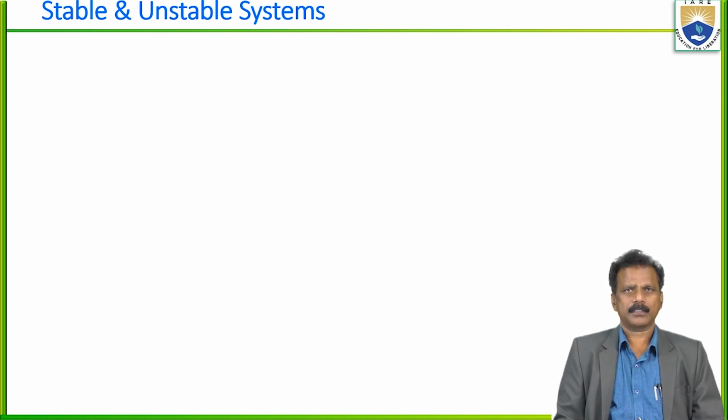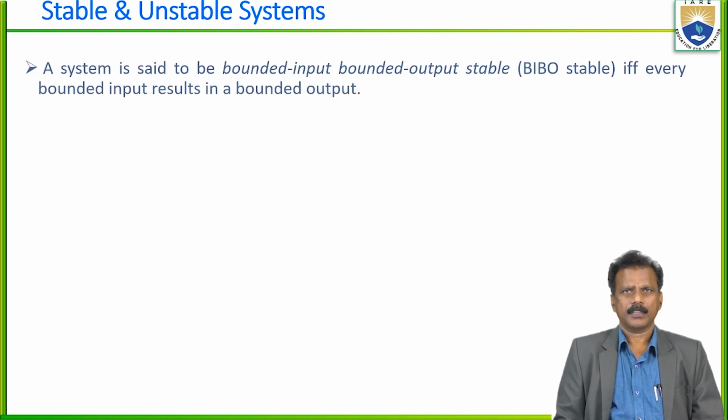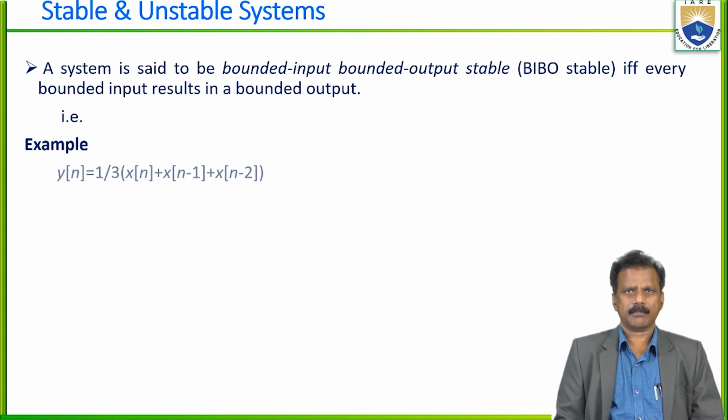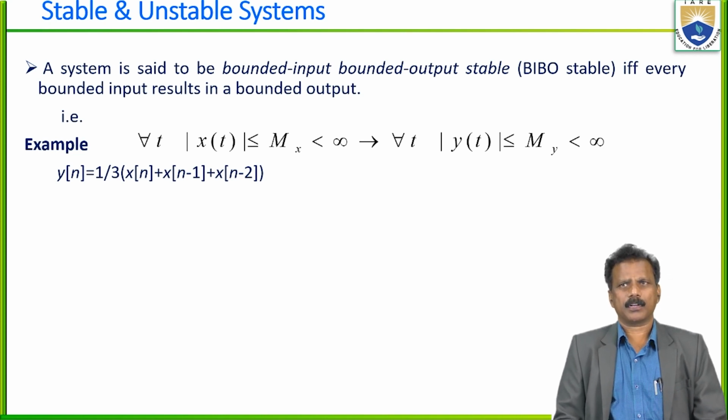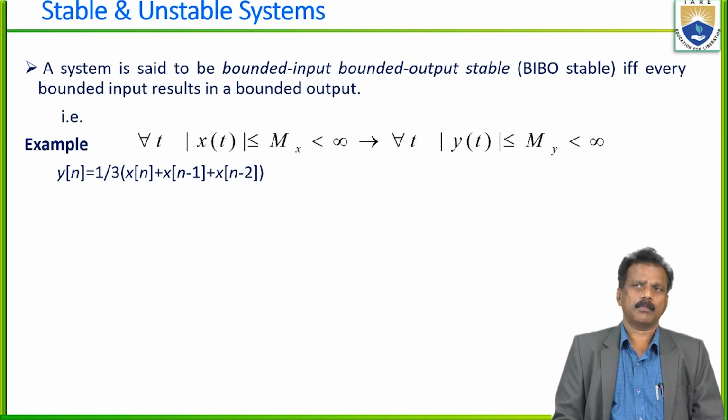Now coming to stable and unstable systems. A system is said to be bounded input, bounded output (BIBO) stable if every bounded input results in a bounded output. That is followed in terms of this example: y of n is equal to 1 by 3 into x of n plus x of n minus 1 plus x of n minus 2. With this, we are representing this example y of n. A system is said to be BIBO stable if every bounded input results in a bounded output.